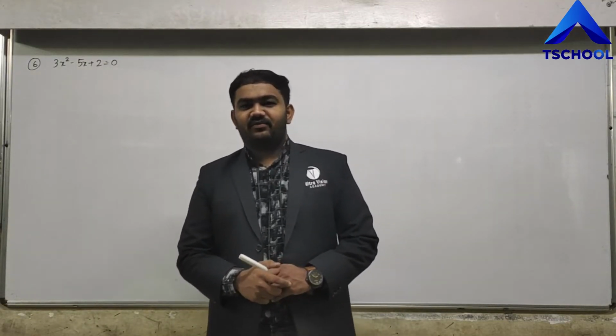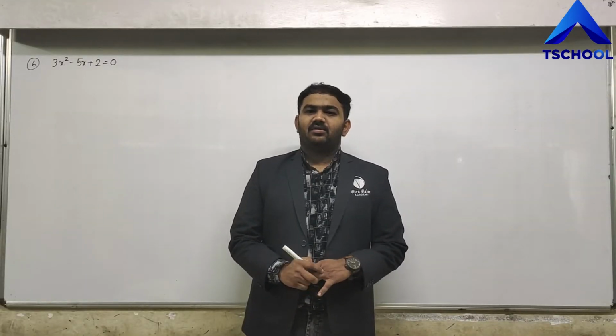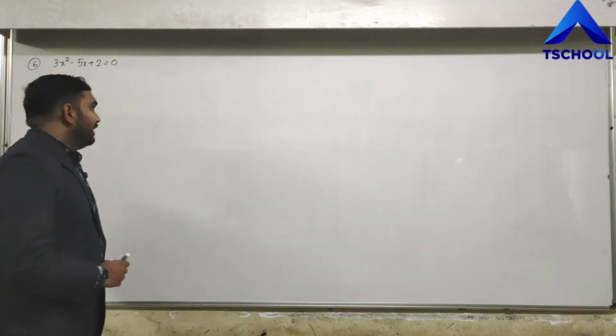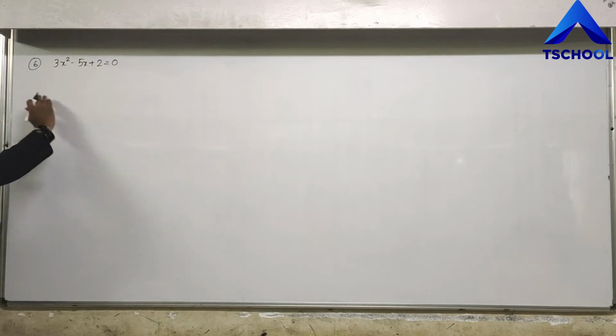In the last lecture we were solving the third method, that is the quadratic formula of solving a quadratic equation, right? Let us see some more examples related to this. We are having an example here, that is 3x square minus 5x plus 2. I want to solve this quadratic equation with the help of the quadratic formula.